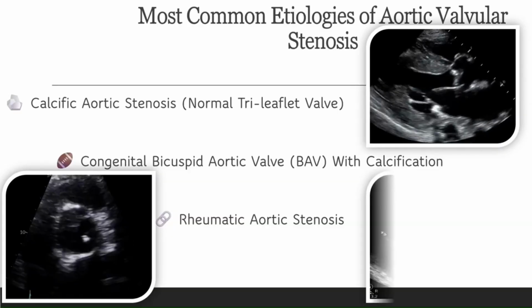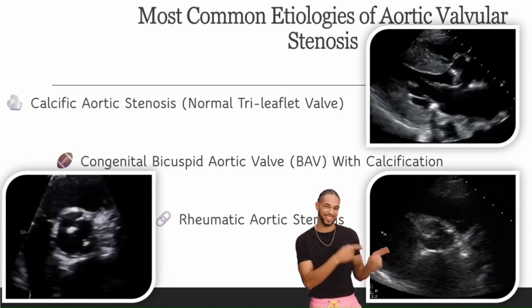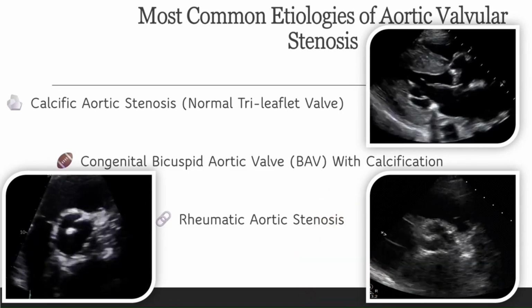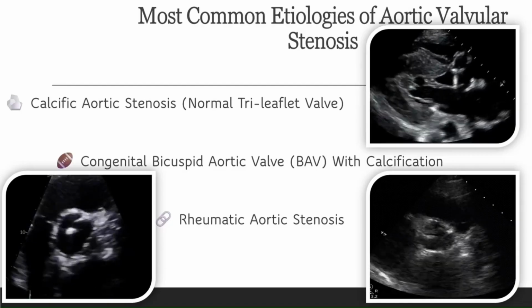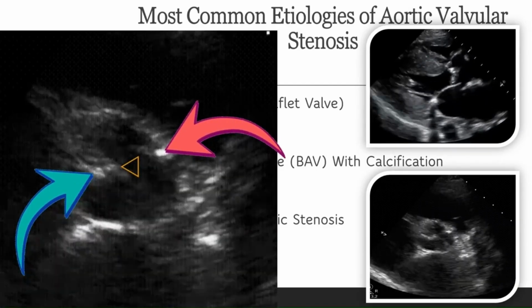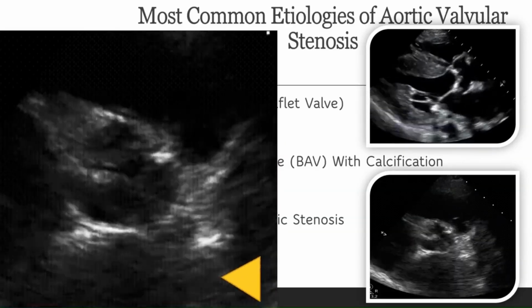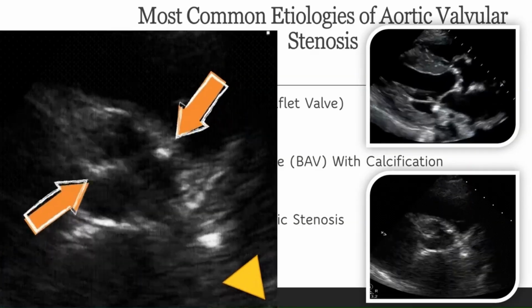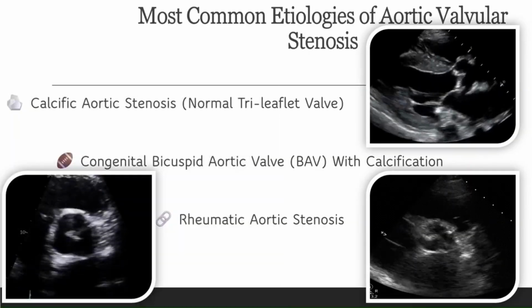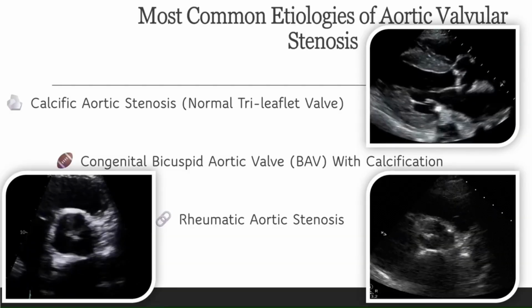The third major cause is rheumatic aortic stenosis. If you shift your focus to this clip right here, rheumatic disease rarely affects just one valve. The hallmark finding is commissural fusion, which creates a triangular-shaped opening during systole. Unlike calcific disease, the cusps here become fibrotic and contracted. The restricted leaflet motion is due to fusion rather than calcium alone.